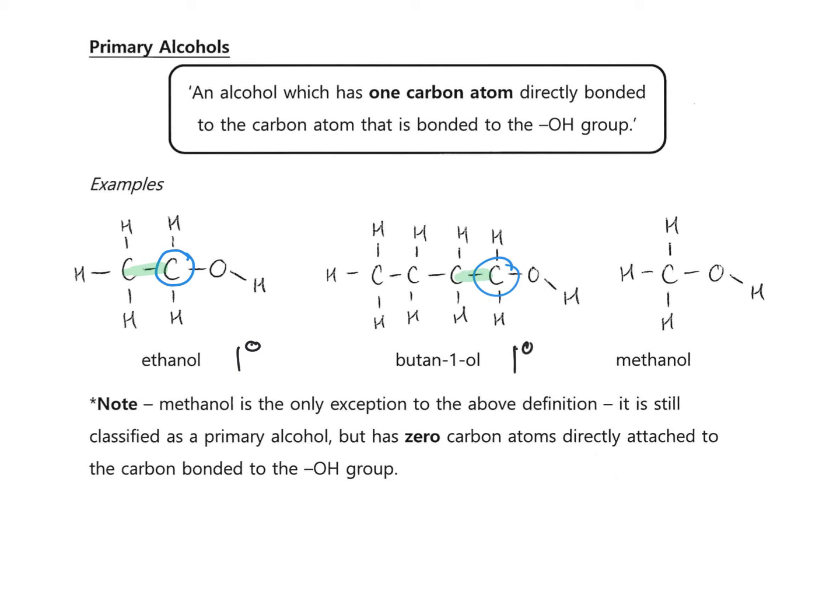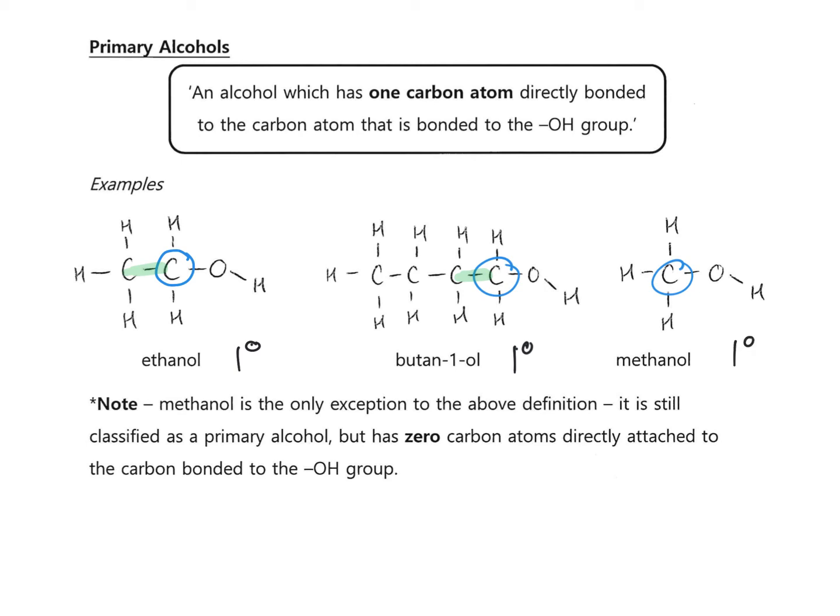And then methanol, here's the carbon attached to the hydroxyl group. It's actually attached to no other carbon atoms, so it is an exception to the definition, just as we saw with chloromethane or bromomethane, but we still refer to it as a primary alcohol.